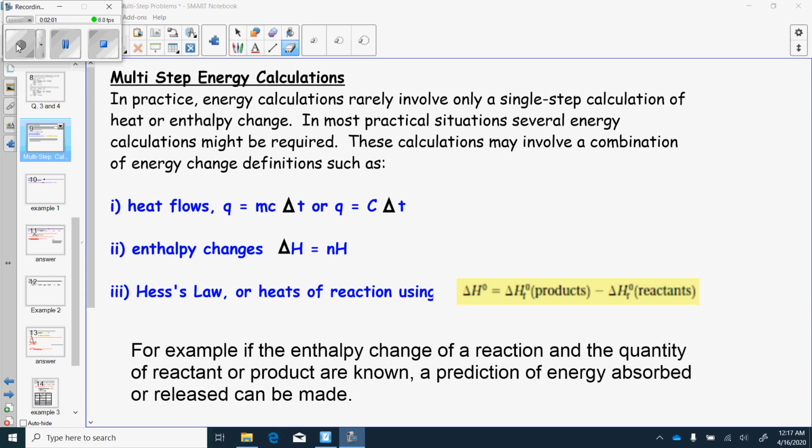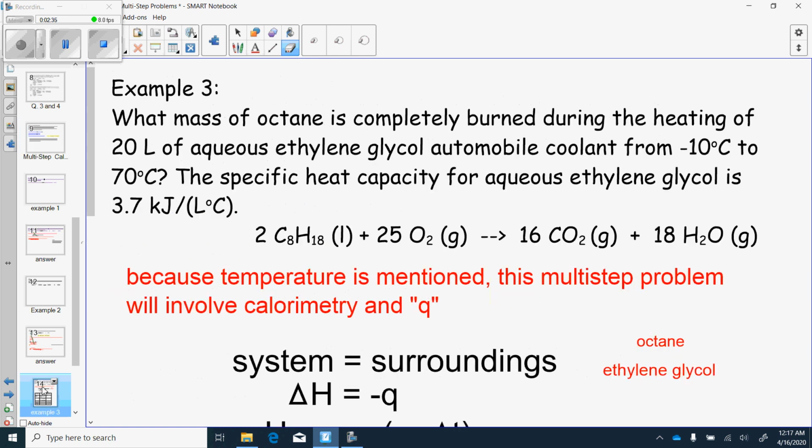We also used that for calorimetry, so we could make our system equal to our surroundings. Our delta H was equal to negative Q. And we just finished talking about Hess's law and heats of reaction. So when we talk about heats of reaction, you can see that we've got our little equation there that we've been practicing with. Having all of these in our toolbox, how can we decide which things to use and in what order to use them in order to come up with our final answer? That is the example that we're going to take a look at, and it starts right down here.